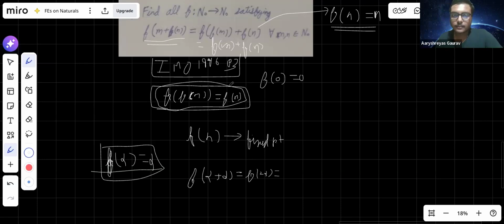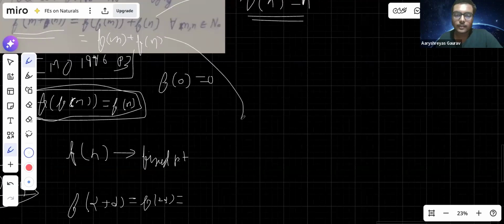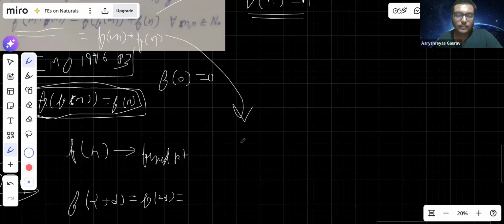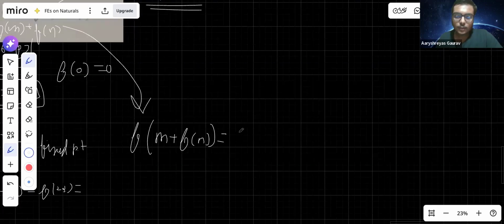The right hand side becomes, well, wait a second. I have to write this thing again. So it is actually f of m plus f of n is equal to f of m plus n.